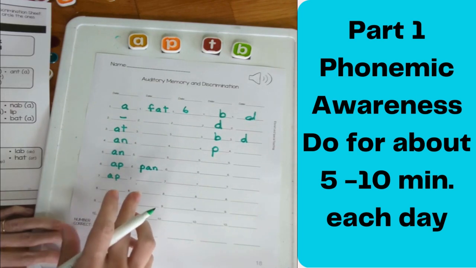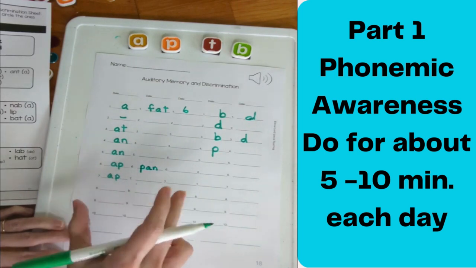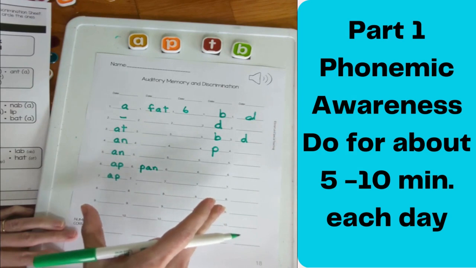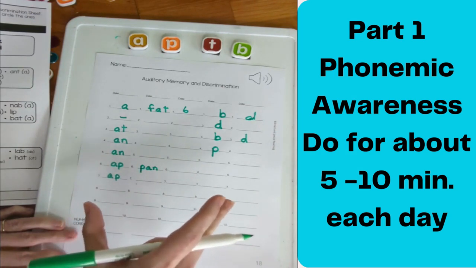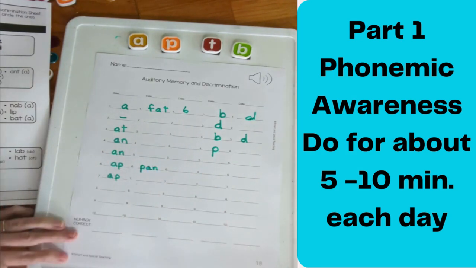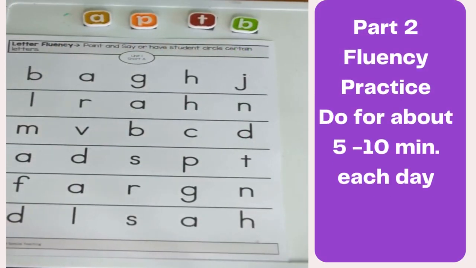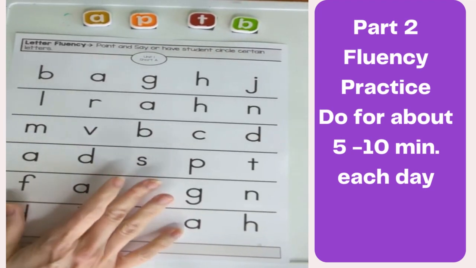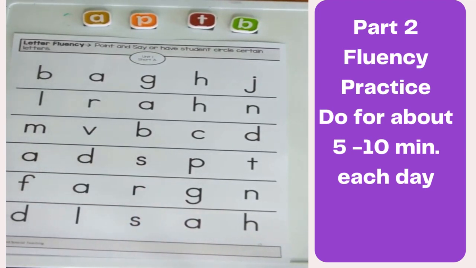So go ahead and work on that auditory memory and discrimination. Make sure you add that into your lesson and don't skip it, because it's one of the most important parts of your lesson. Next part of our lesson is quite quick. We're going to be doing letter fluency, so you can be working on letter names or letter sounds.